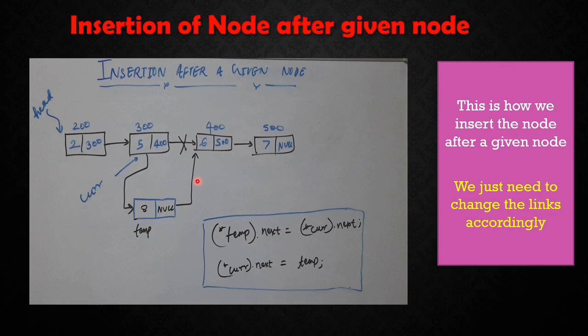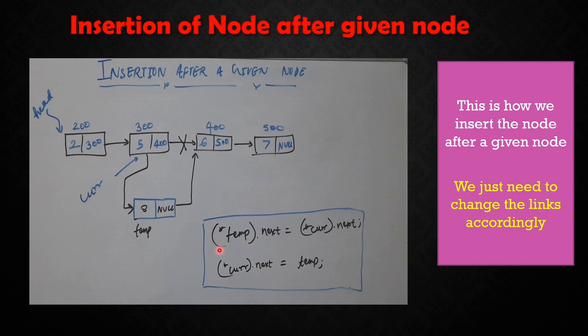For that I will be needing some temporary pointers. The first pointer will be my current. This pointer will help me reach the node after which we need to insert. I need to insert this node after 5, so we need a temporary pointer such that I can reach 5, and then I will be able to insert it. So I am going to traverse the loop from here, and then make these changes. Current is pointing to this node with value 5, and temp is pointing to the node with value 8.